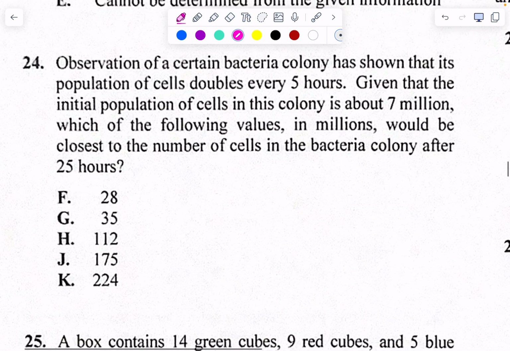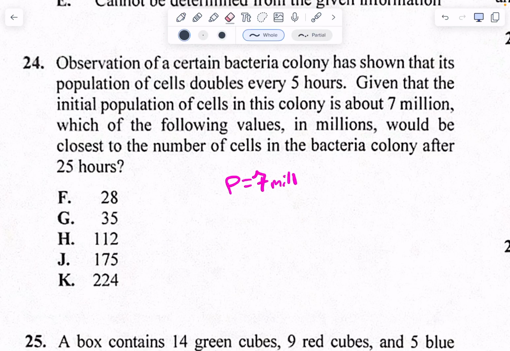Observation of a certain bacteria colony has shown that its population of cells doubles every 5 hours. That's like 5 to the x power. No, doubles every 5 hours. Never mind. Given that the initial population of cells in this colony is about 7 million, that's like your value of P is 7 million.